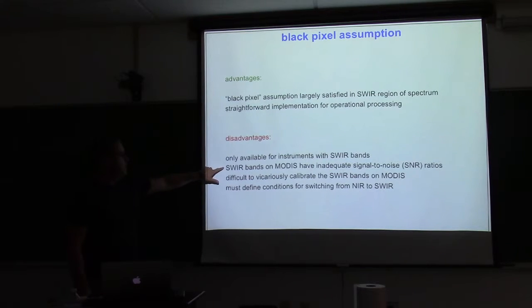I already mentioned this. What I didn't mention is that it is very difficult to calibrate the SWIR bands. If the ocean is black there, then your calibration source is difficult to measure. And as you saw in the last slide, switching between the two can be complicated.